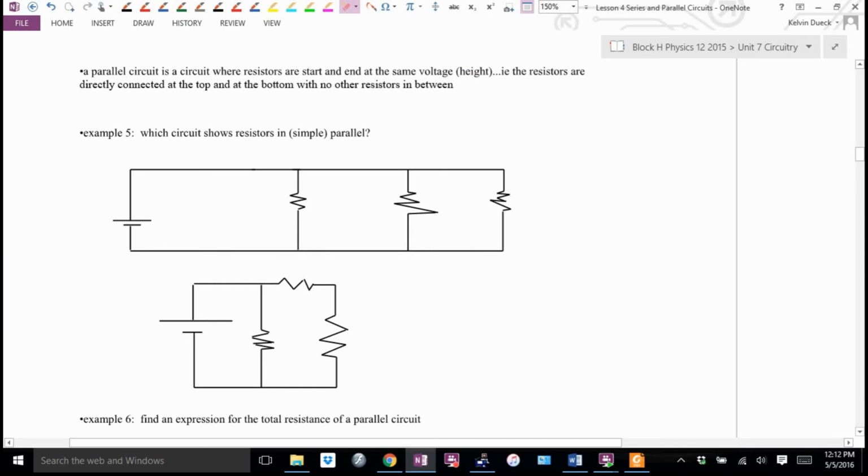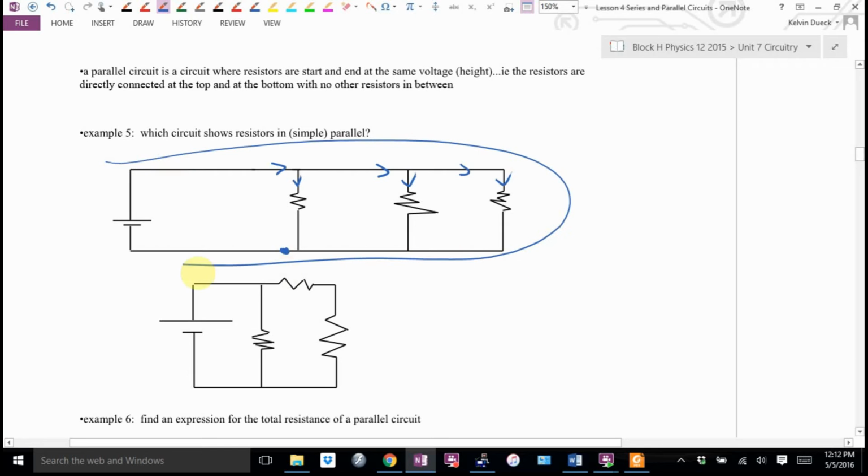This shows resistors in simple parallel. Looking here, the current splits up. Some go this way, some go this way, some go this way. But I notice they all meet up again right there. This is a simple parallel circuit.